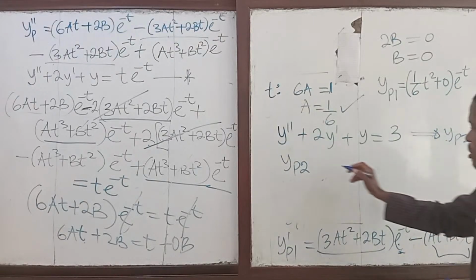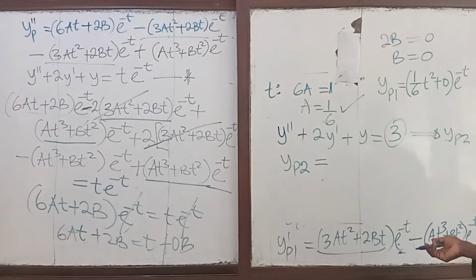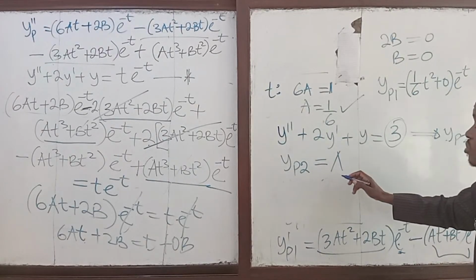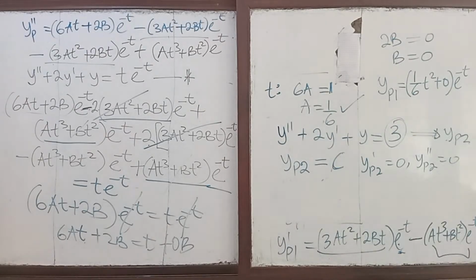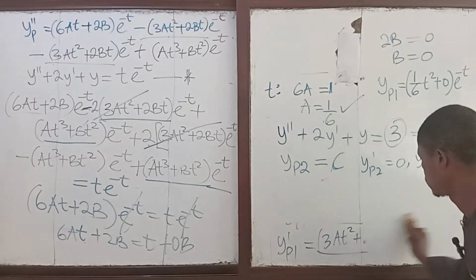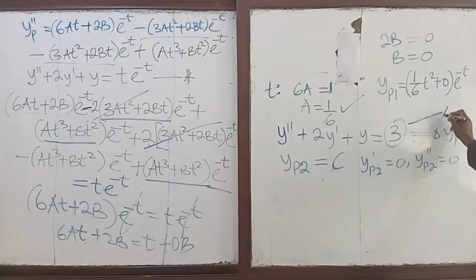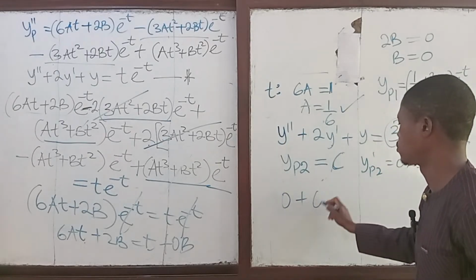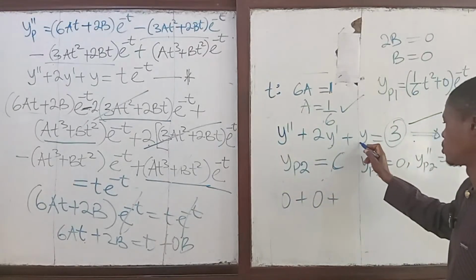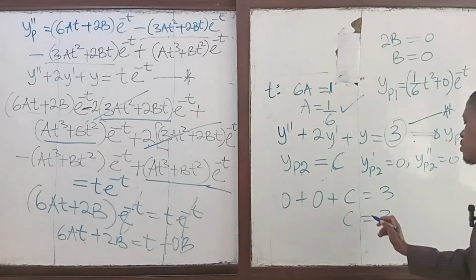Okay, so yp2 is equal to, this is just a constant and it has no correlation with the auxiliary equation. None of the auxiliary equation is equal to 3. So since it is a constant, use A, use B, so we can use C for this one. Make your substitution in this equation. Second differential is 0. First differential is also 0. 2 times 0. My y is what? That's yp2. That's C. That's 3. So C is 3.